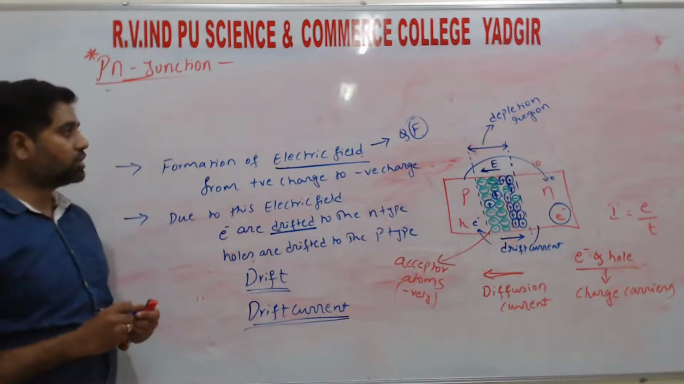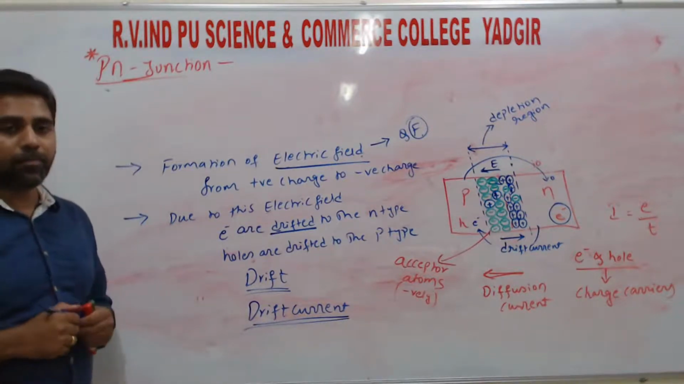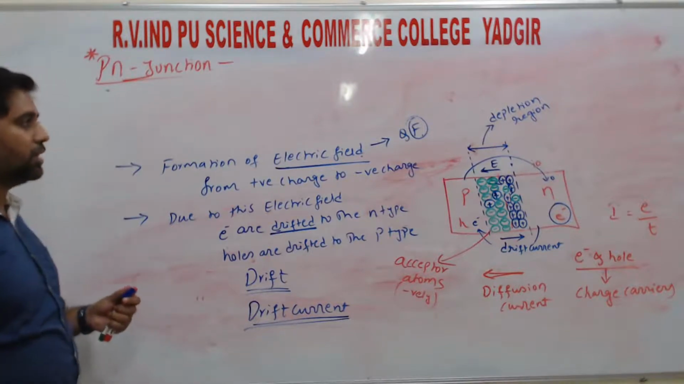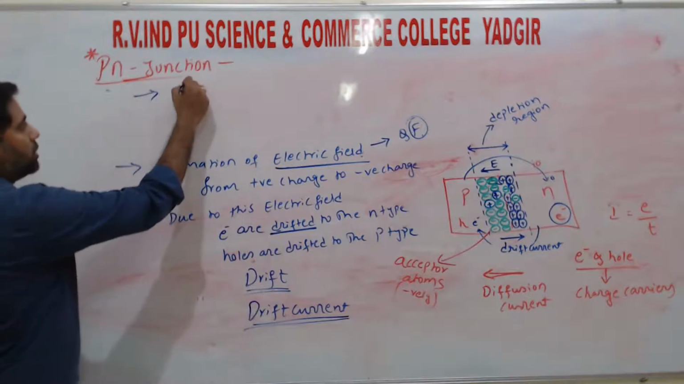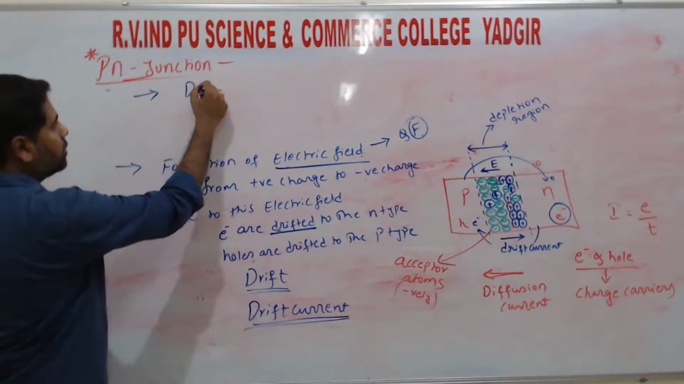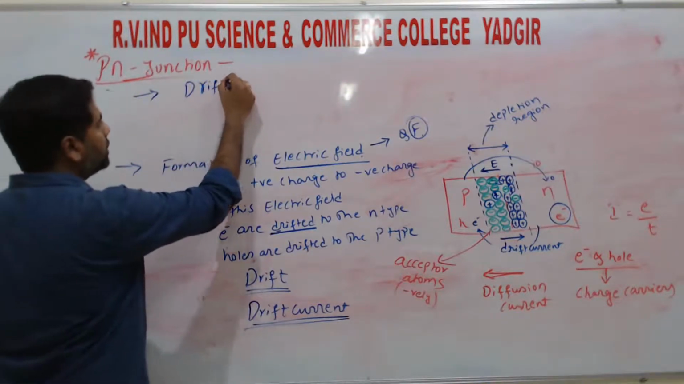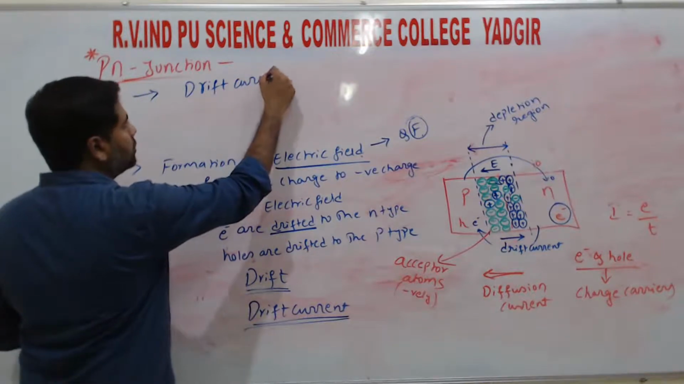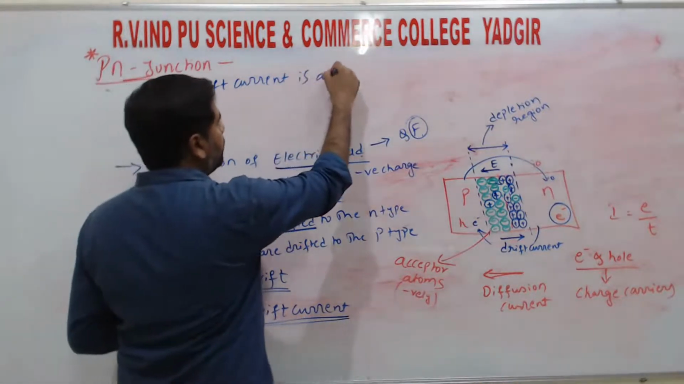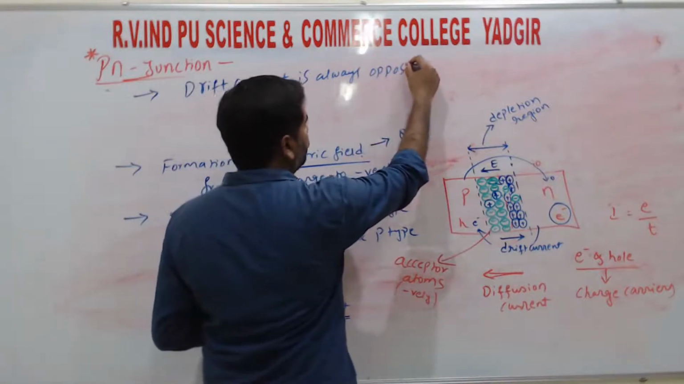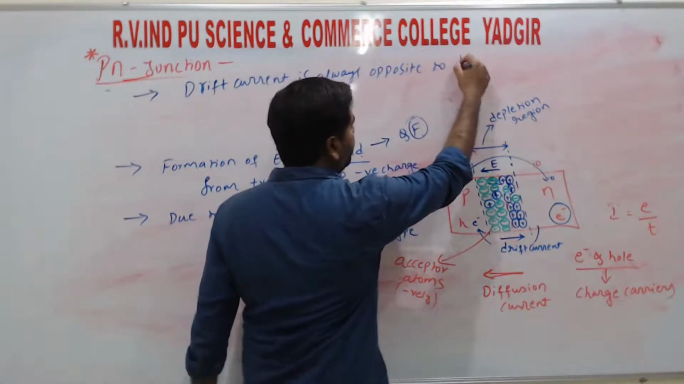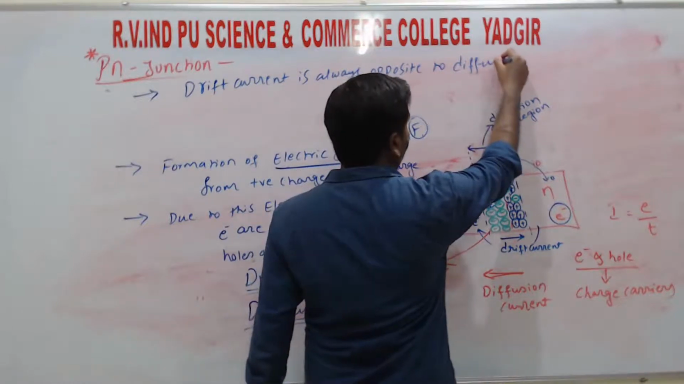As of your syllabus, the transistor is completely removed. So that one is the lengthy topic, right? So the next point here is: drift current is always opposite to diffusion current.